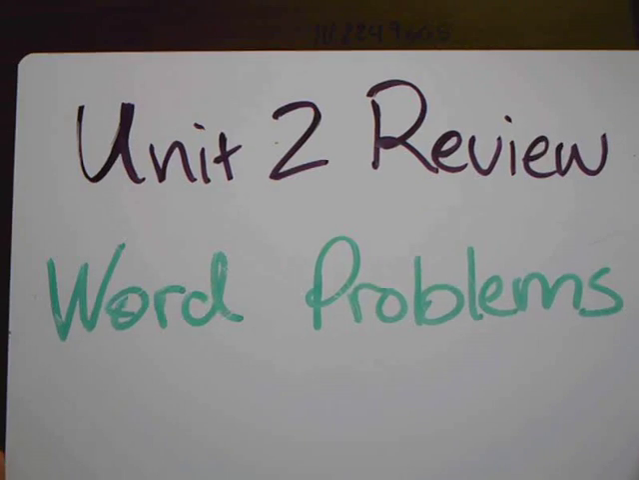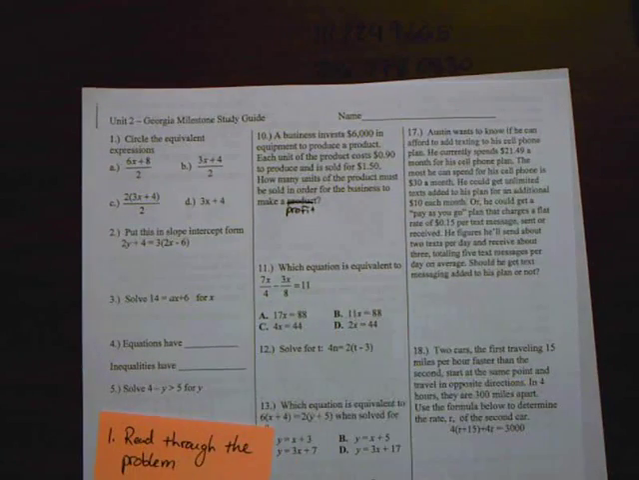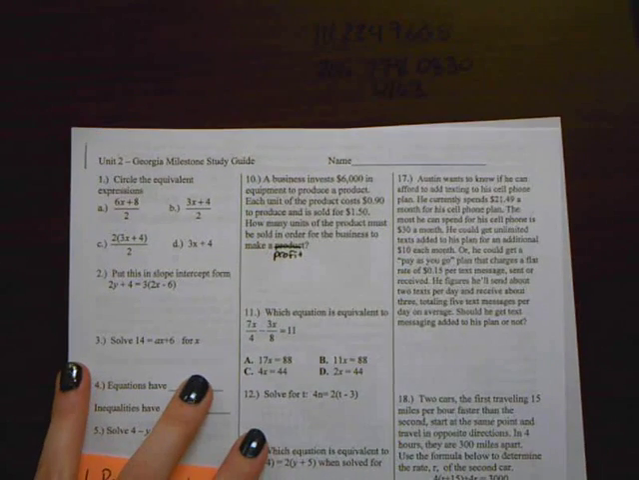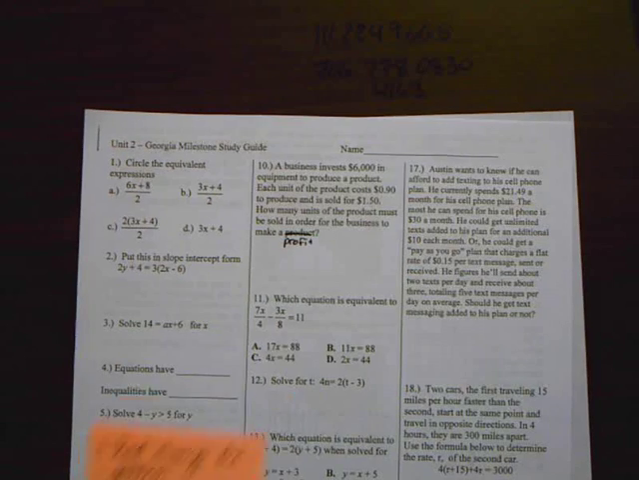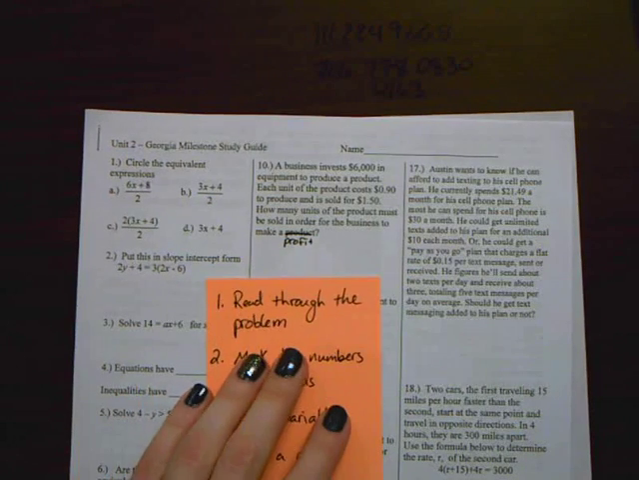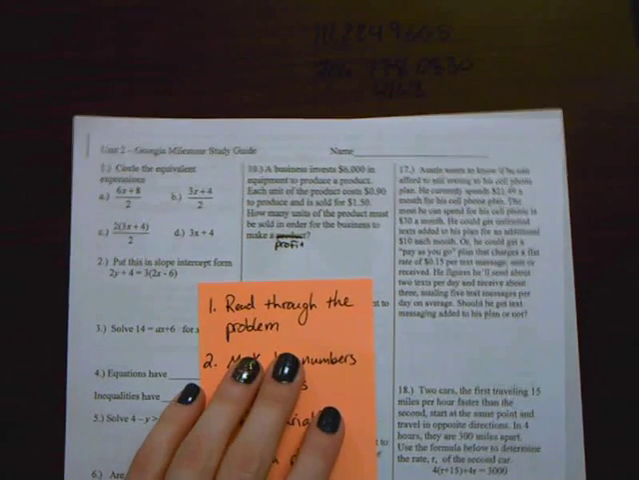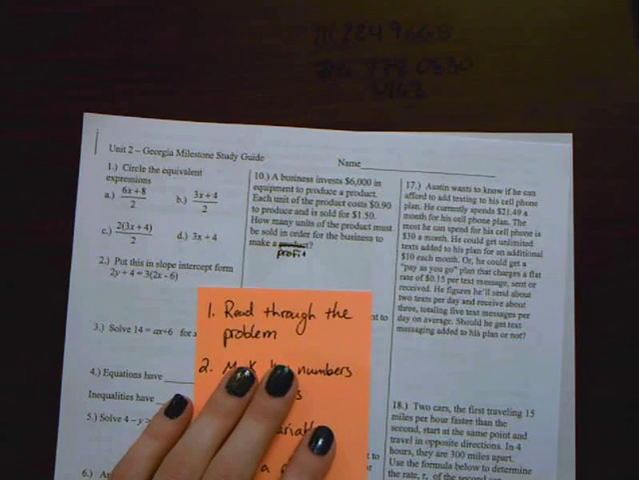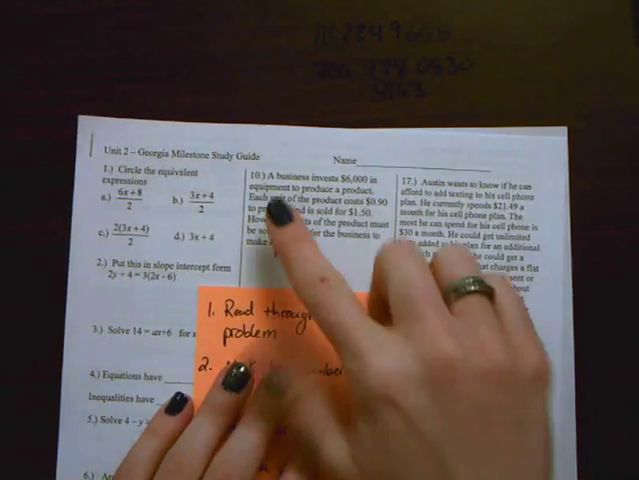So the problem that we're going to be working through together is number 10 on your study guide that you were given in class. It's right there on the front page. As with every word problem, the first thing I want you to do is read through the problem in its entirety. So without writing on it or anything, just read through the problem, get a good feel for what it is you're working with here.